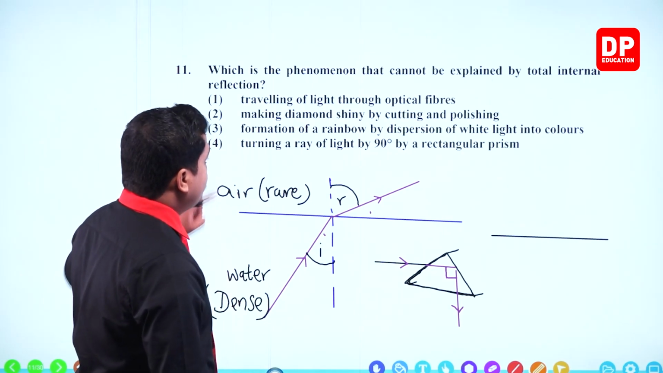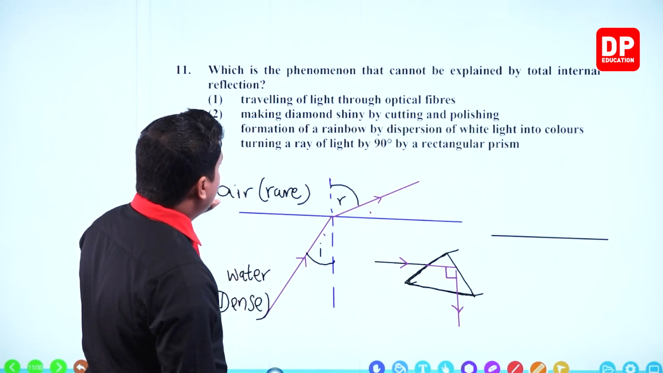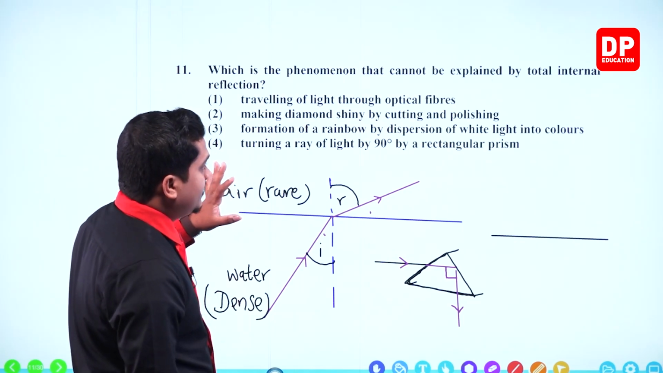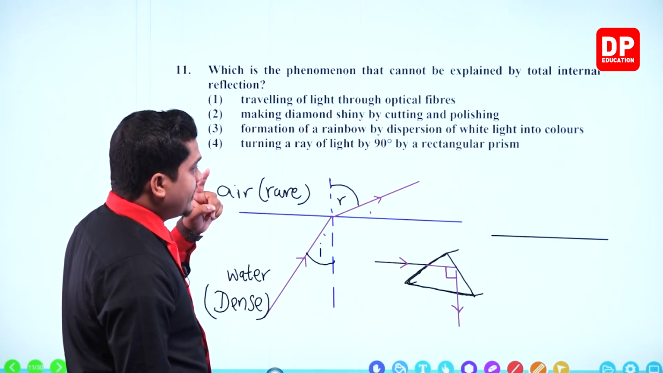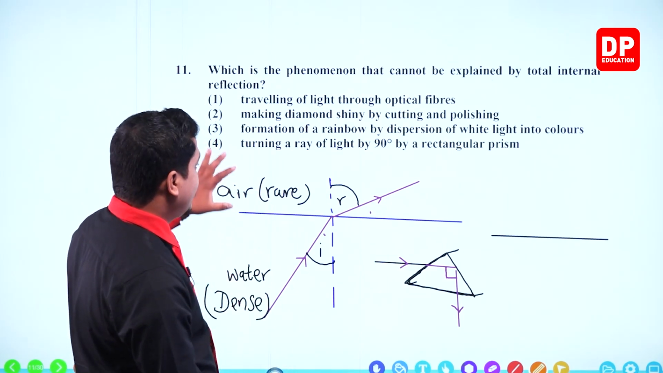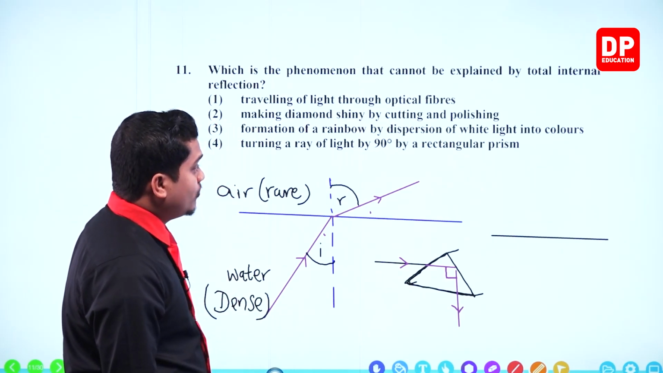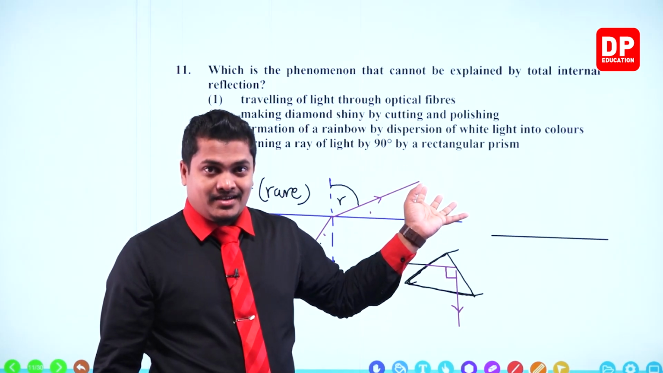So traveling of light through optical fibers, correct. Making diamond shiny by cutting and polishing, once again correct. Turning a ray of light by 90 degrees through a rectangular prism, once again correct. But however, my dear children, formation of a rainbow by dispersion is actually mentioned under dispersion.